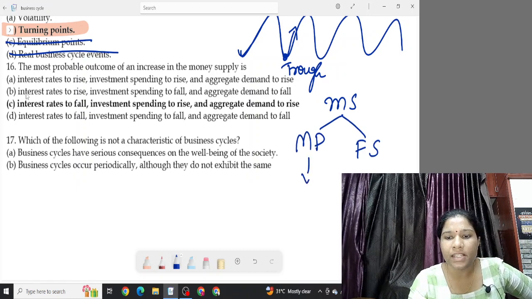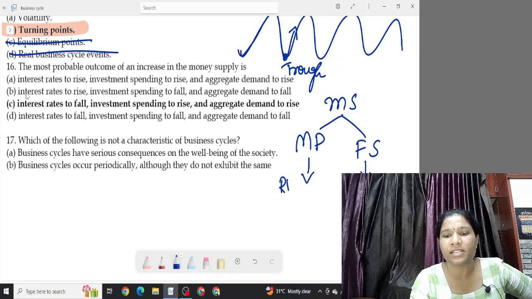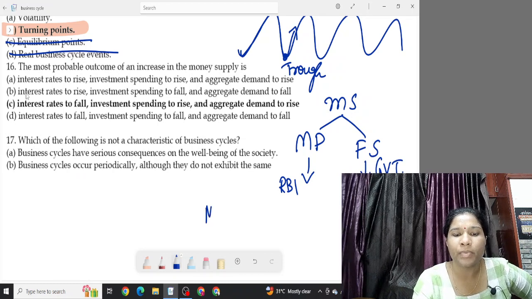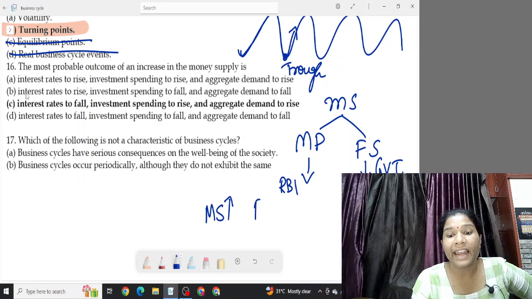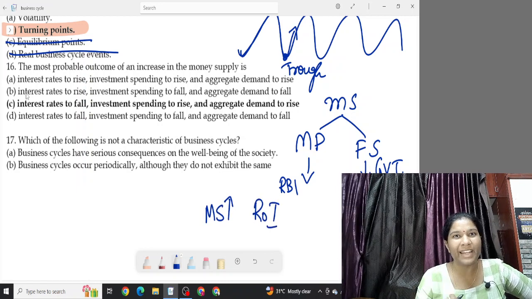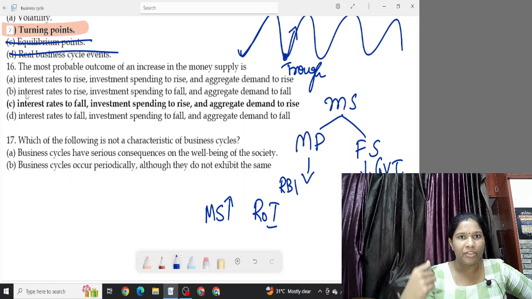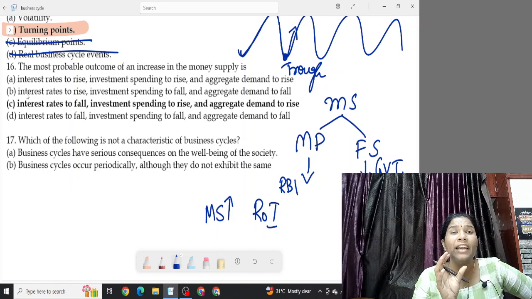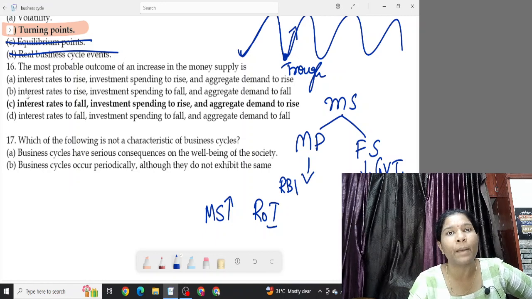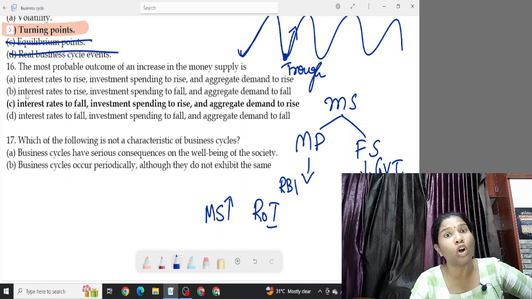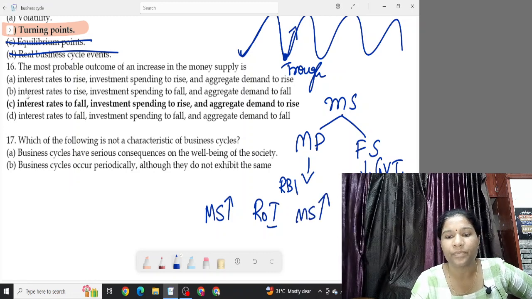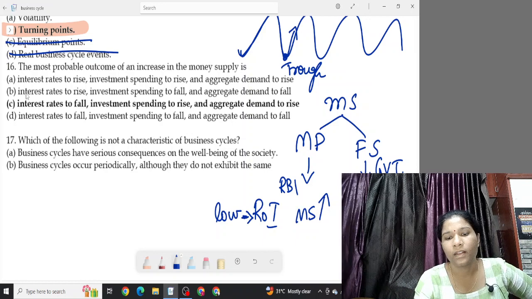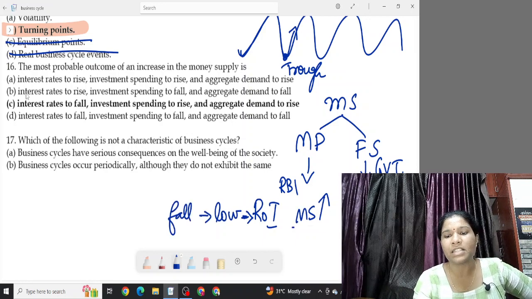Monetary policy is decided by the Reserve Bank of India, and fiscal policy is decided by the government. When money supply has to be increased, what should be done? Consider the rate of interest at which money is lent by the Reserve Bank of India. Actually, the Reserve Bank of India lends to commercial banks, and then commercial banks lend to people. If the rate of interest is very low, people tend to borrow a lot of money, so the money supply increases. So when the rate of interest is falling, money supply will go high.